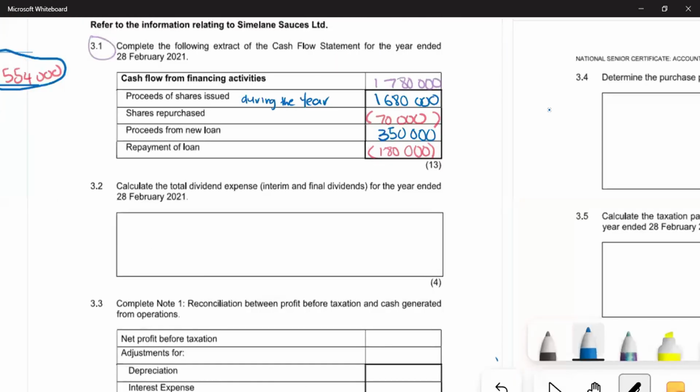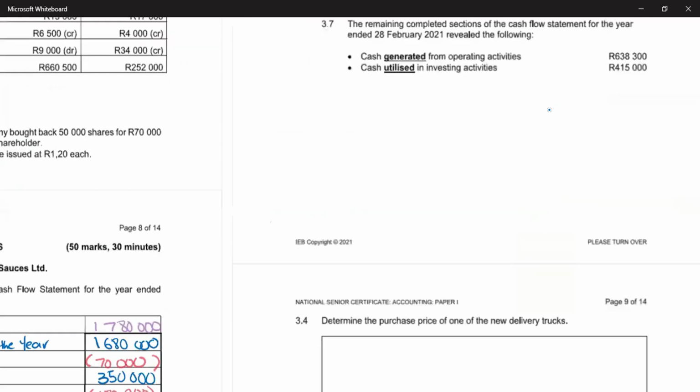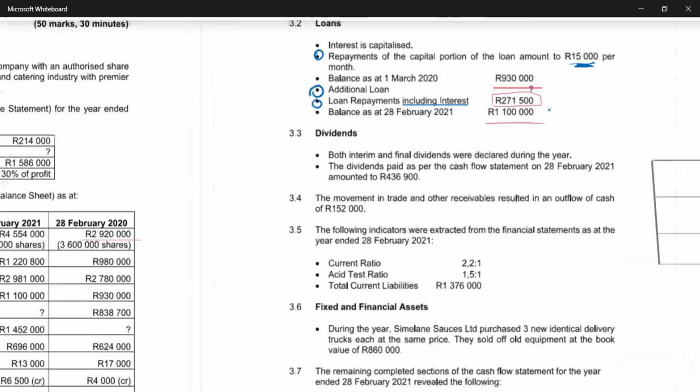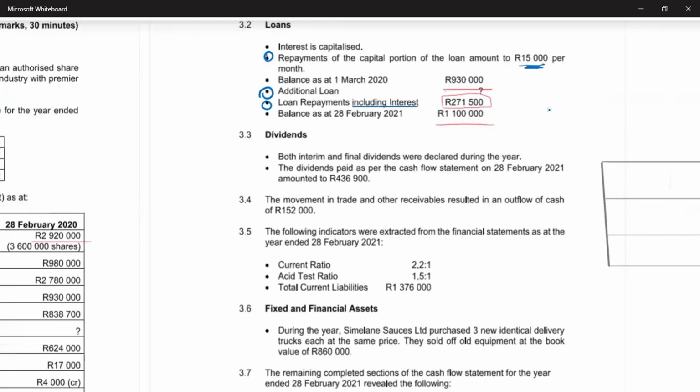Now, the second question, they want us to calculate the total dividends expense, the interim as well as final dividends for the year. Now, let me see the information relating to dividends. 3.3. Both interim and final dividends were declared during the year. The dividends paid as per the cash flow statement, remember your cash flow from operating activities under dividends paid, is the amount that they got, 436,900. And remember, this is always an outflow.